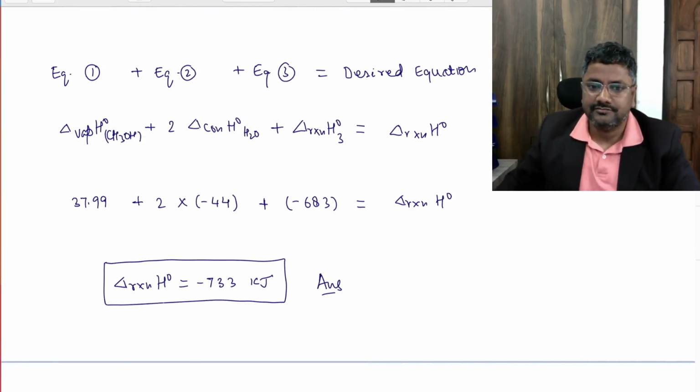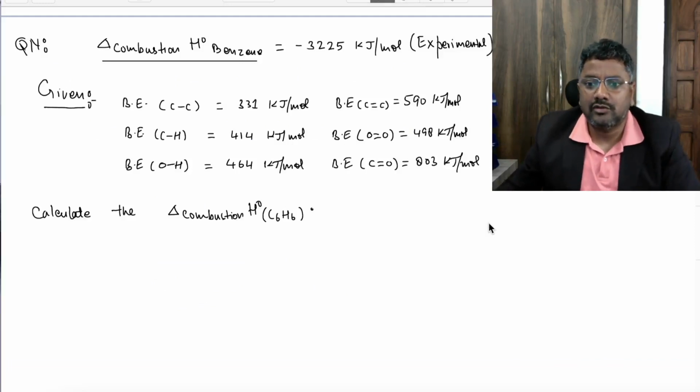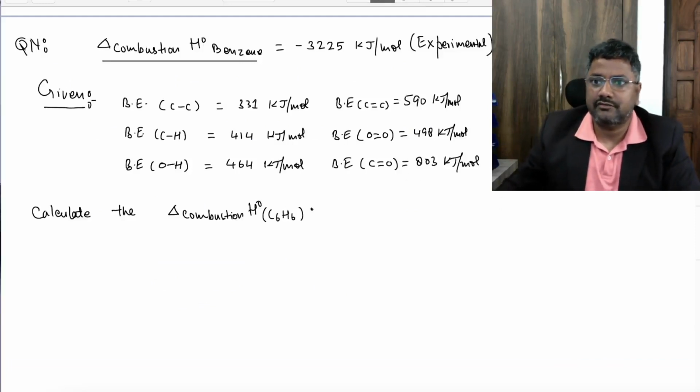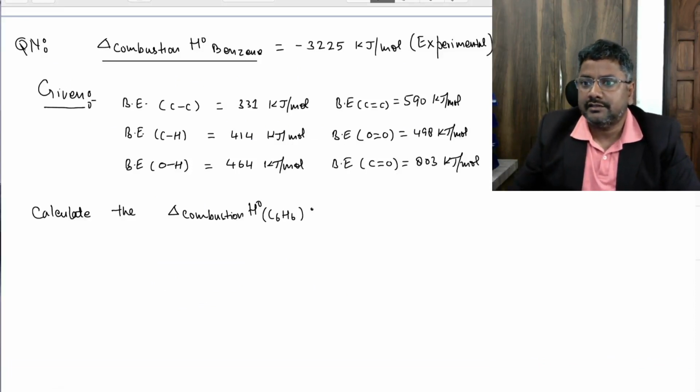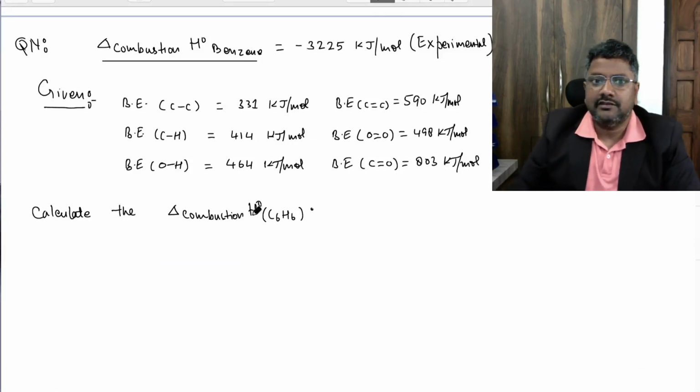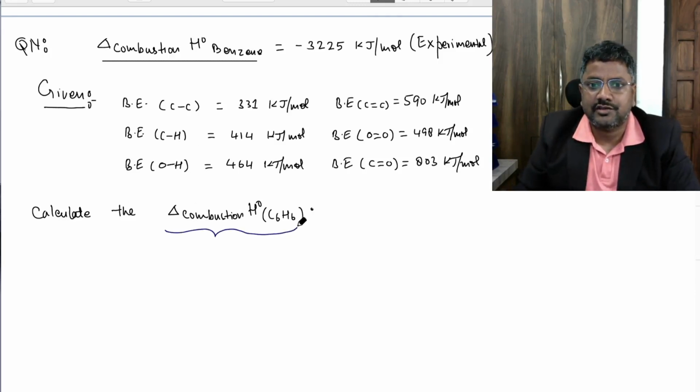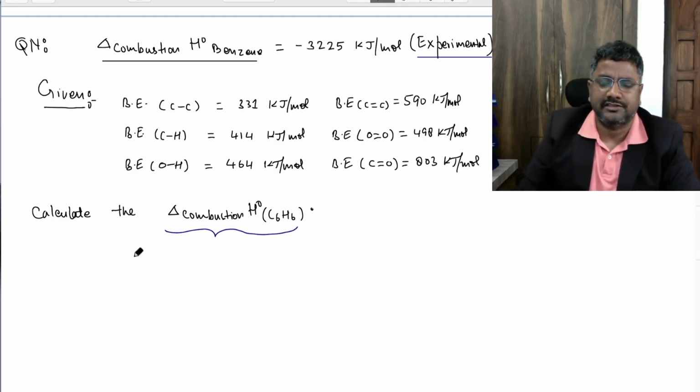Now see one more question. This is a very important question as well. See, bond energy data is given here, and it is asked to calculate delta H combustion for benzene on the basis of this bond energy data. One more data is given here, that combustion of benzene is minus 3225 kilojoules per mole, but this is an experimental value. So leave this value. First you have to calculate by using this bond energy data, then we will make some conclusion on the basis of this.